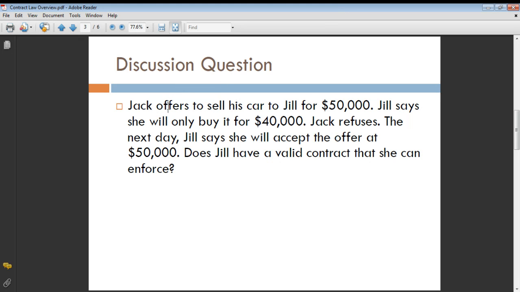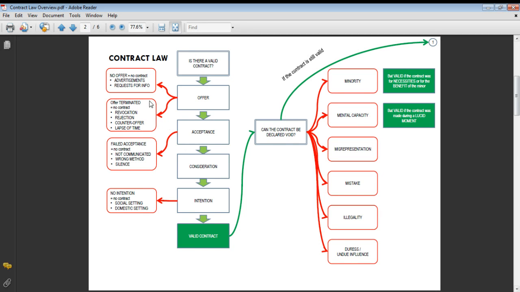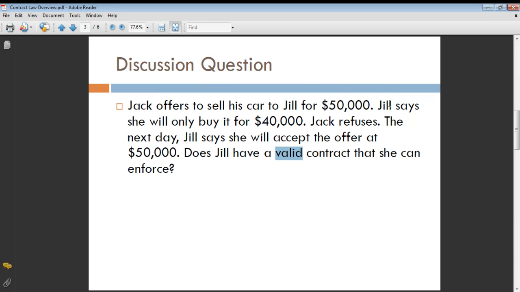When you look at the question, it states here, Jack offers. So the question then is, does Jill have a valid contract? This means that you need to have a look at the law that relates to offers and valid contracts. Fortunately, if you have an overview, it will all be there. And you can look at the items about offers. When you read this and it says that Jill says she will only buy it for $40,000, you can recognize that this is actually a counter offer.